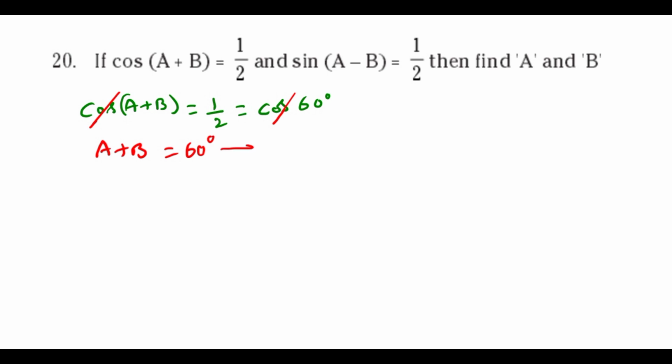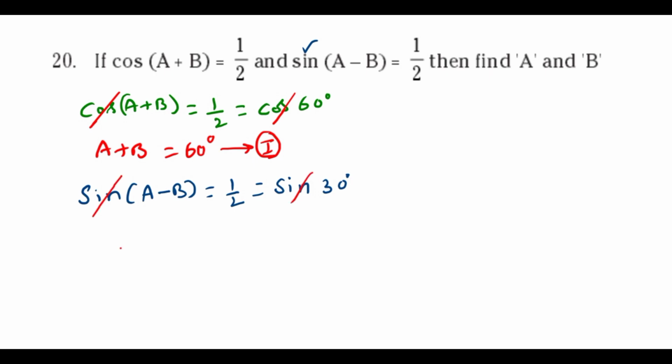Similarly you can check this one, sin(a minus b) is equal to 1 by 2, that is equal to sin 30 degrees. 1 by 2 you get in sin 30 degrees. Okay, so here also sin gets cancelled. So you take a minus b is equal to 30 degrees. This is the second equation. Now you can solve equations 1 and 2.